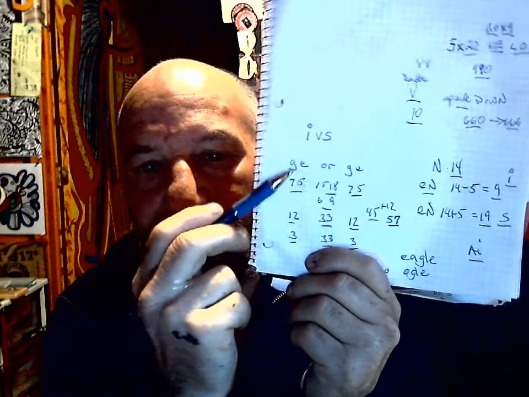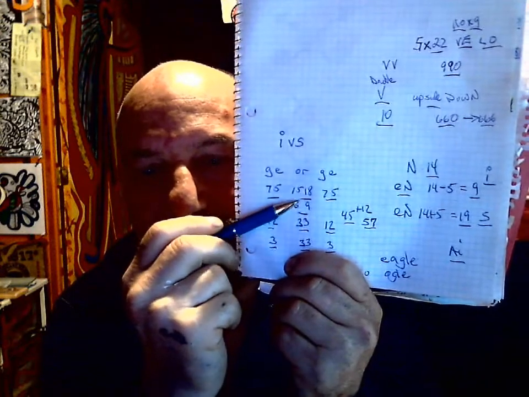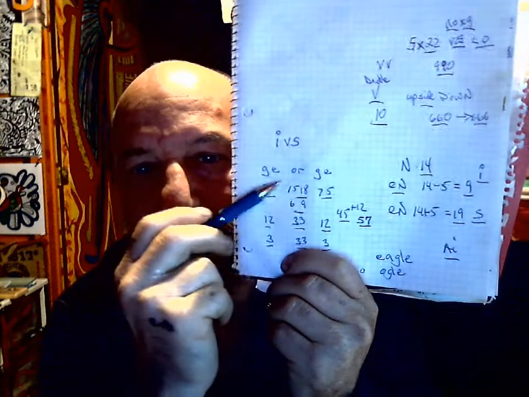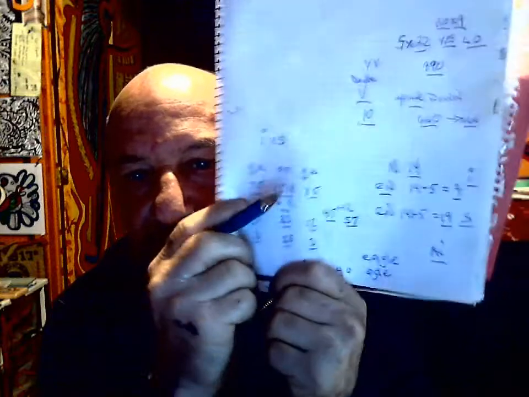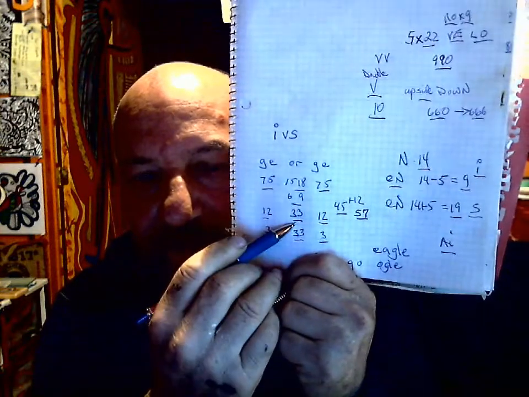George. G and E, 7 and 5, 12. O and R equals 15 and 18. This will create 11. This will create 9. This will create 2 and 9. But 6 and 9, 6 and 9. 3 by 3, 9. 3 plus 3, 6. 33.